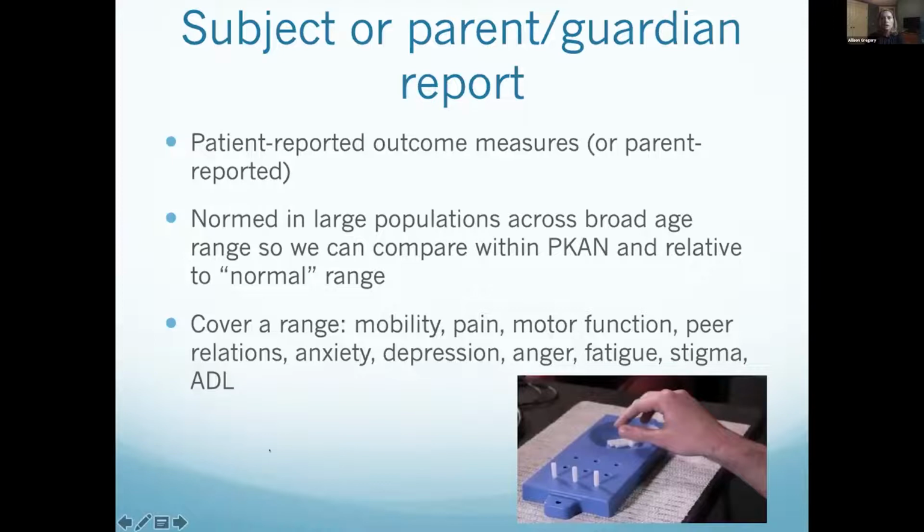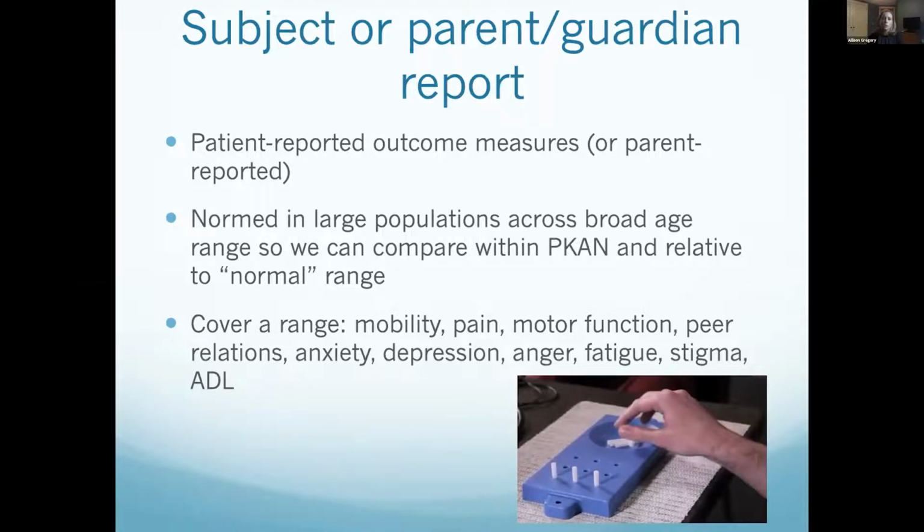So we also look at a set of patient-reported outcome measures, or what I sometimes call parent-reported outcome measures, because for the little kids, it really is more often the parents answering. For some adults with PKAN who can do this online or on paper, or even some children in the 8 to 17 range with higher function, they can answer these questions themselves.